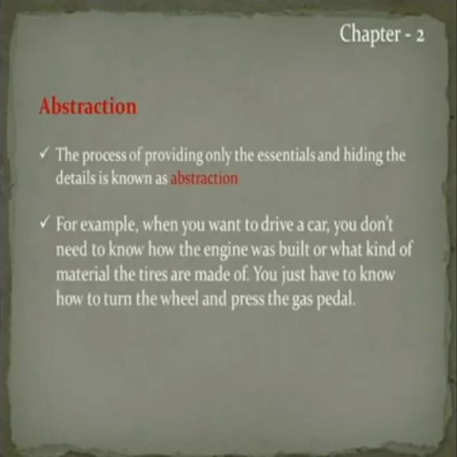So before entering data abstraction, first we'll understand what abstraction is. The process of providing only the essentials and hiding the details is known as abstraction. I'll repeat. The process of providing only the essentials and hiding the details is known as abstraction. For example, when you want to drive a car, you don't need to know how the engine was built or what kind of material the tires are made of. You just have to know how to turn the wheel and press the gas pedal.